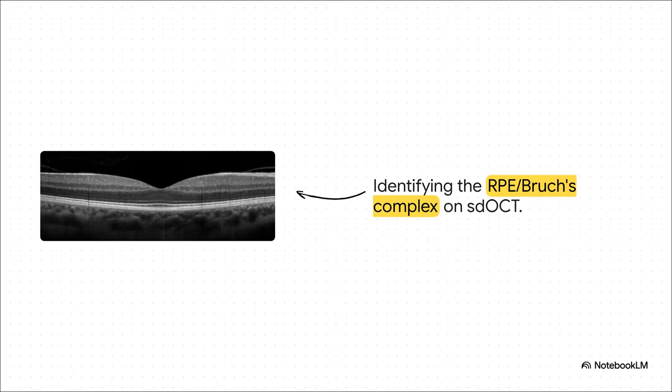Because the RPE is absolutely packed with highly reflective melanin pigment. That physical density bounces the light straight back to the machine. So if you ever lose your bearings on a complex scan, always go back to the RPE/Brooks complex.